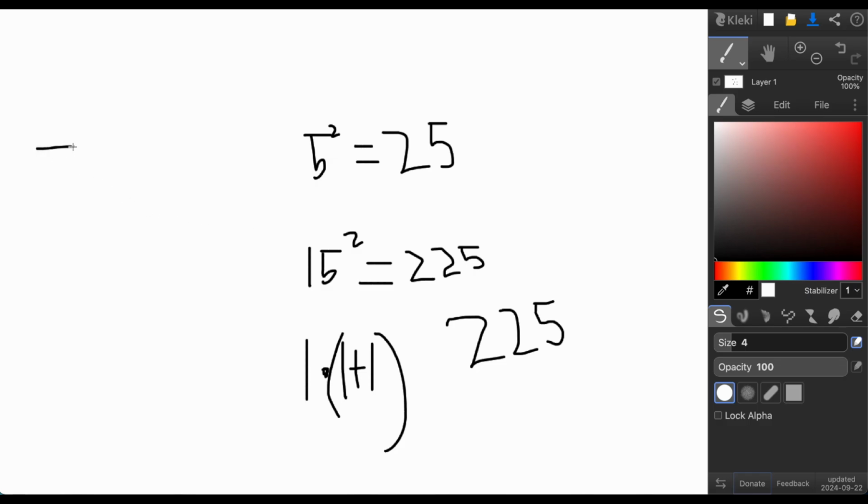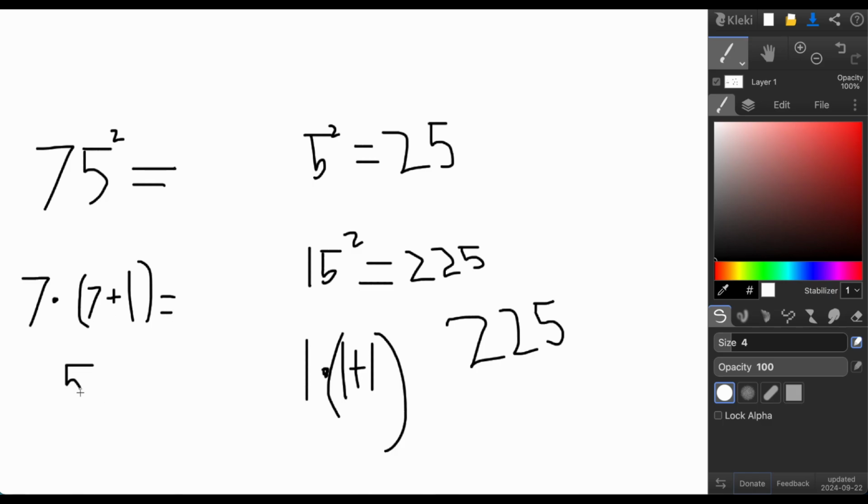So let's say you had 75 squared. What would you do? Well, 7 times 7 plus 1, which is 7 times 8 is 56. And you always add a 25 at the end. So this would be 5, 6, 2, 5.